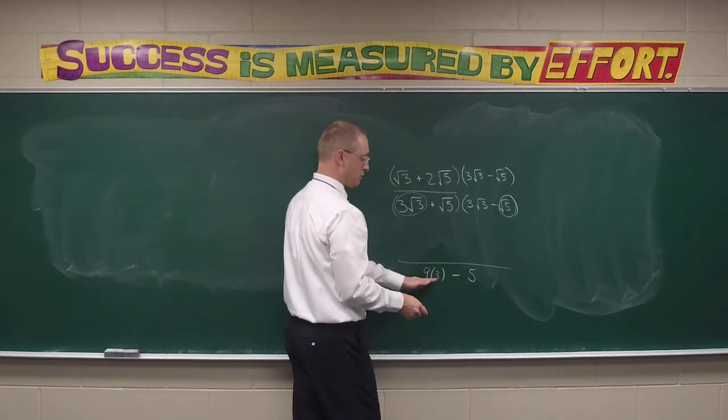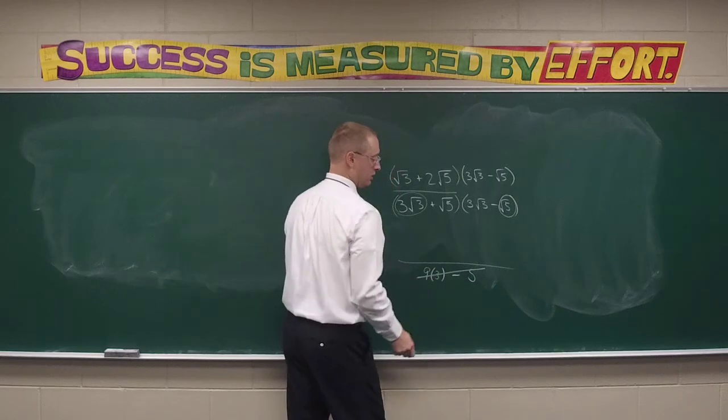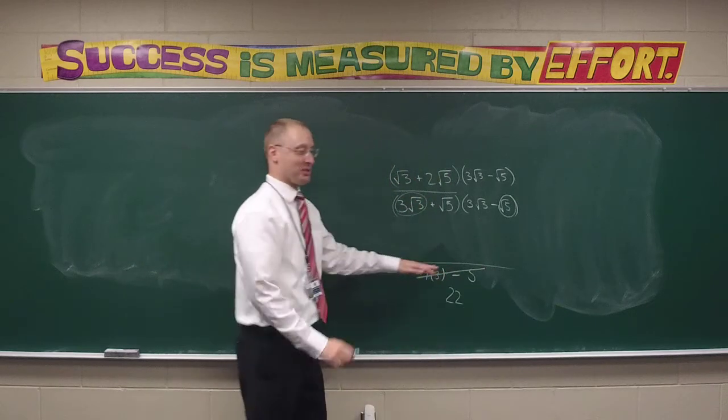We can do this in our head. 9 times 3 minus a 5 basically becomes 22. Well, okay, I was asking Kendall, but yes, 22 is correct.